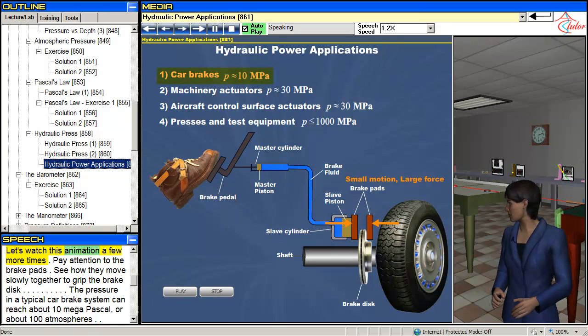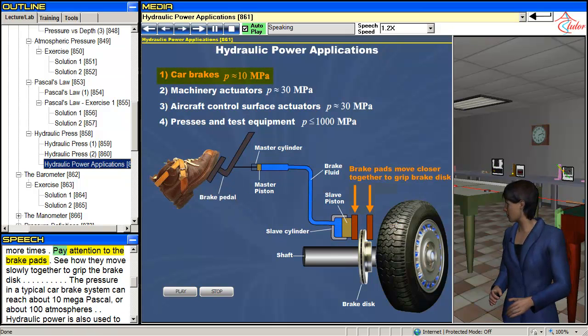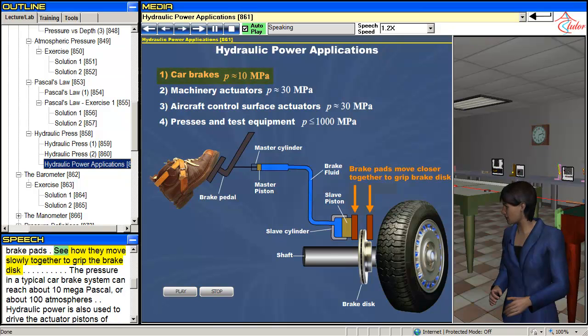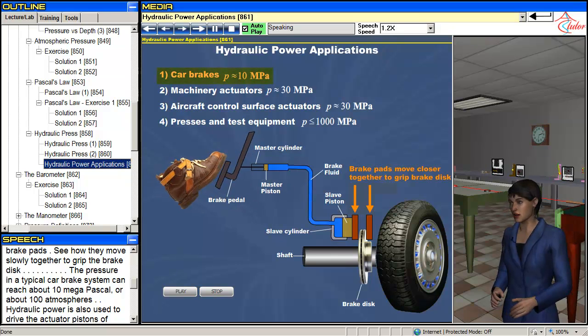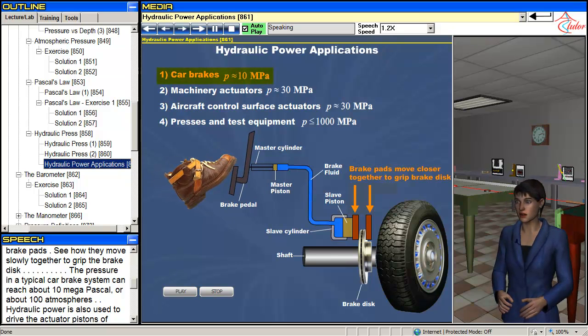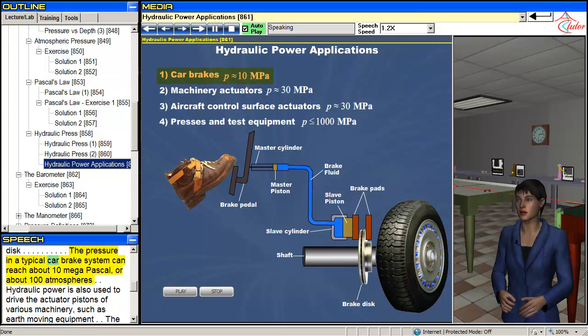Let's watch this animation a few more times. Pay attention to the brake pads. See how they move slowly together to grip the brake disc. The pressure in a typical car brake system can reach about 10 megapascal, or about 100 atmospheres.